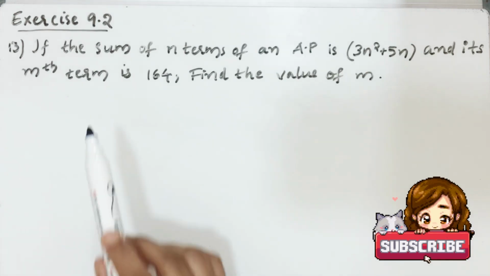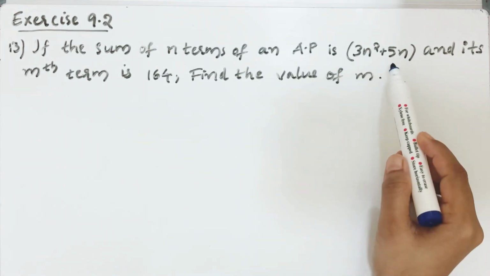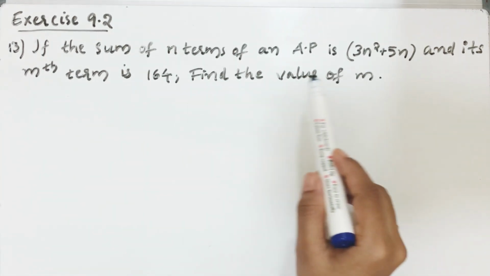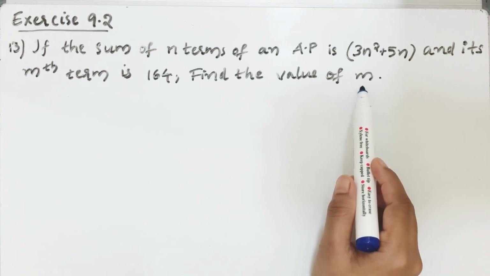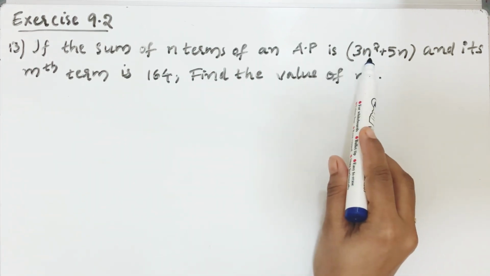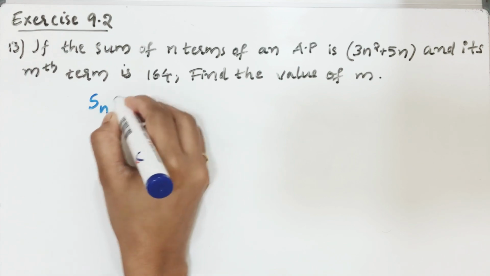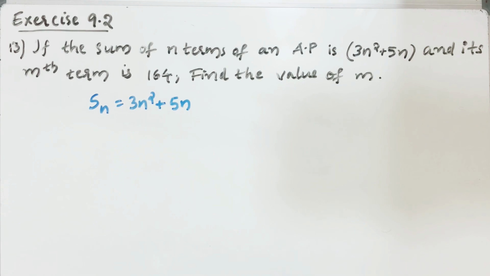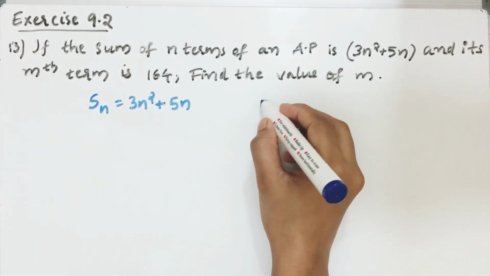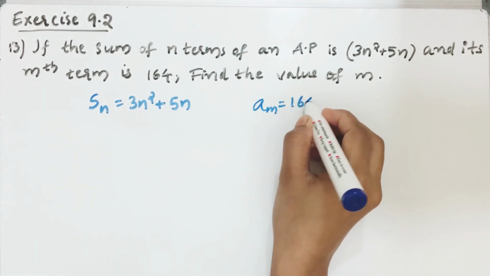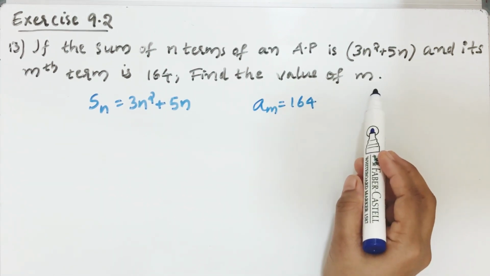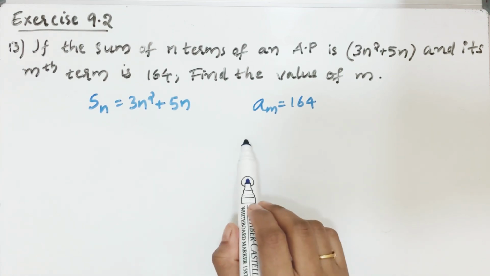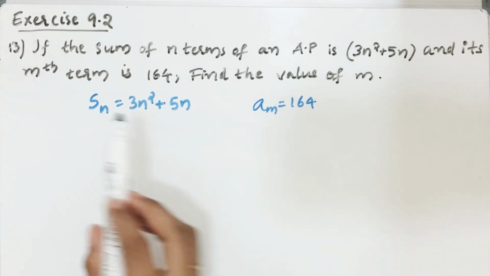Next question. If the sum of n terms of an AP is 3n square plus 5n and its mth term is 164, find the value of m. We are given Sn, the sum to n terms. Sn is equal to 3n square plus 5n, and its mth term, that is am, is equal to 164. Find the value of m. We know am is a plus m minus 1 into d. So we need the first term and the common difference, given Sn.